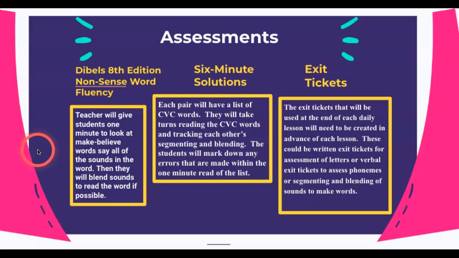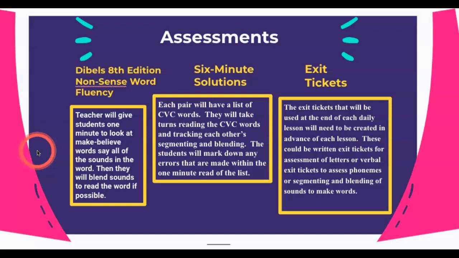6-minute solutions. Each pair of students would have a list of CVC words. They would take turns reading the CVC words and tracking each other, segmenting and blending. They also had 1 minute to do this. They'd track any errors that were made within that 1 minute read.